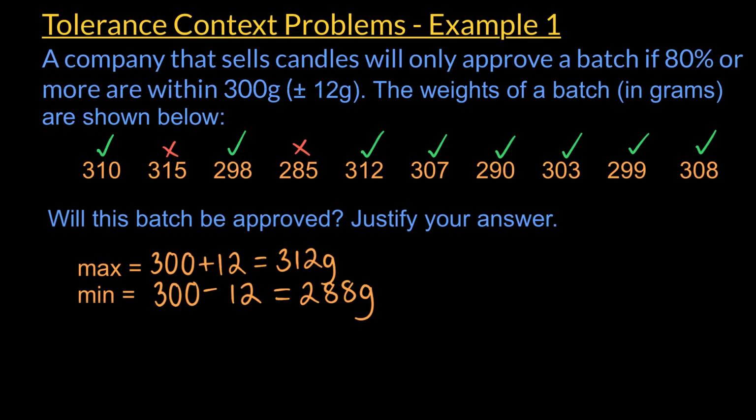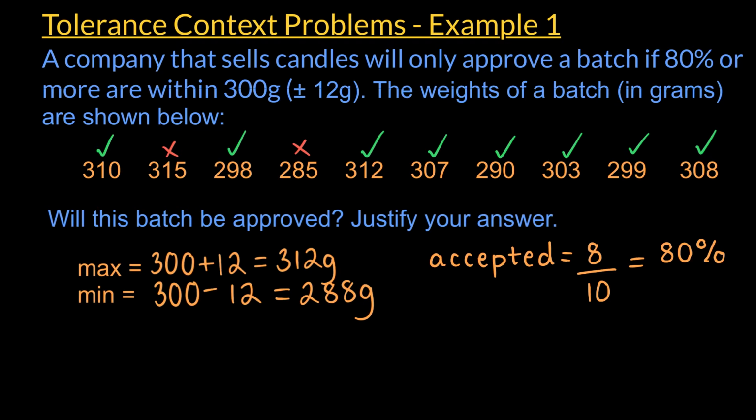And remember, our criteria for approval is that 80% or more of the candles have to be within that 300 grams plus or minus 12 grams range. So we want to look at how many of the candles were accepted, and you just count up the number of ticks there. So we have 1, 2, 3, 4, 5, 6, 7, 8. So 8 candles were accepted out of 10, and we have to, without a calculator, turn that into a percentage. So 8 over 10 is 80%.